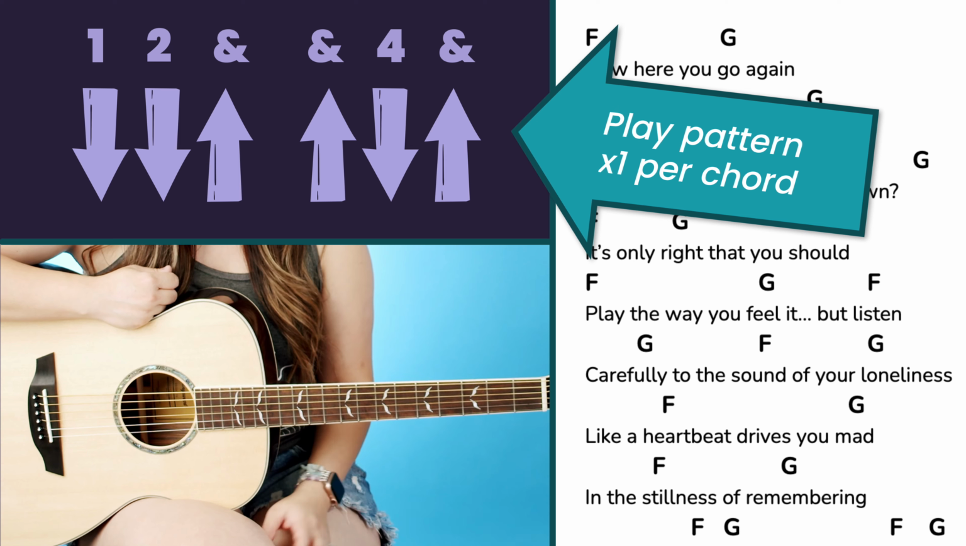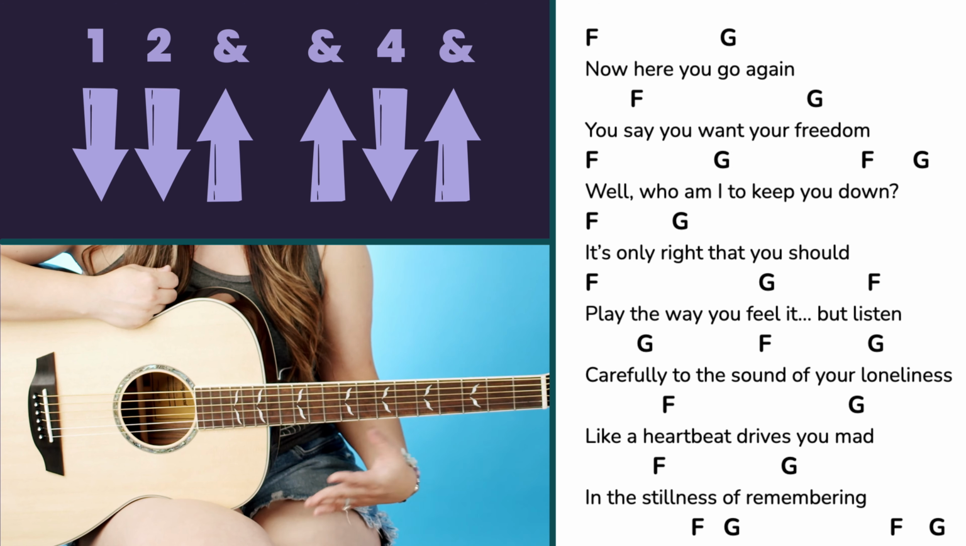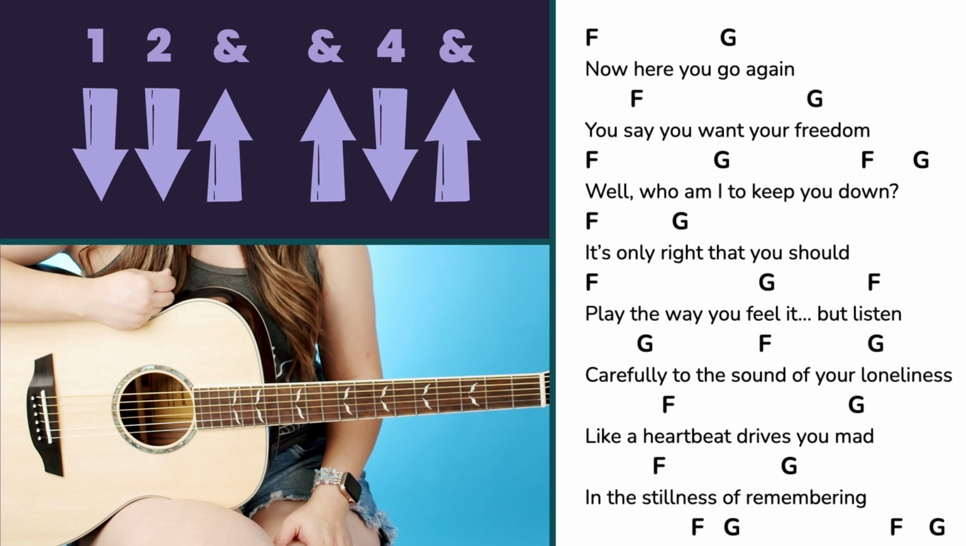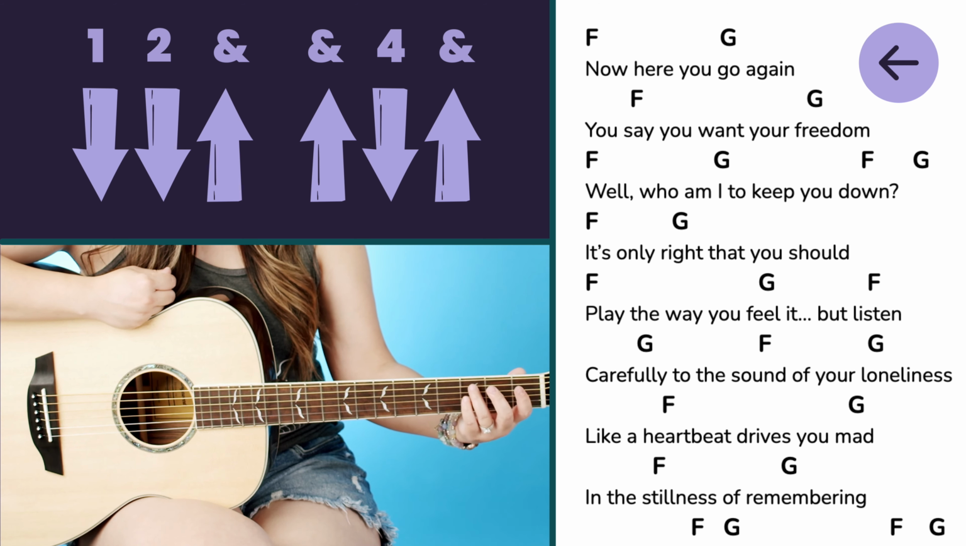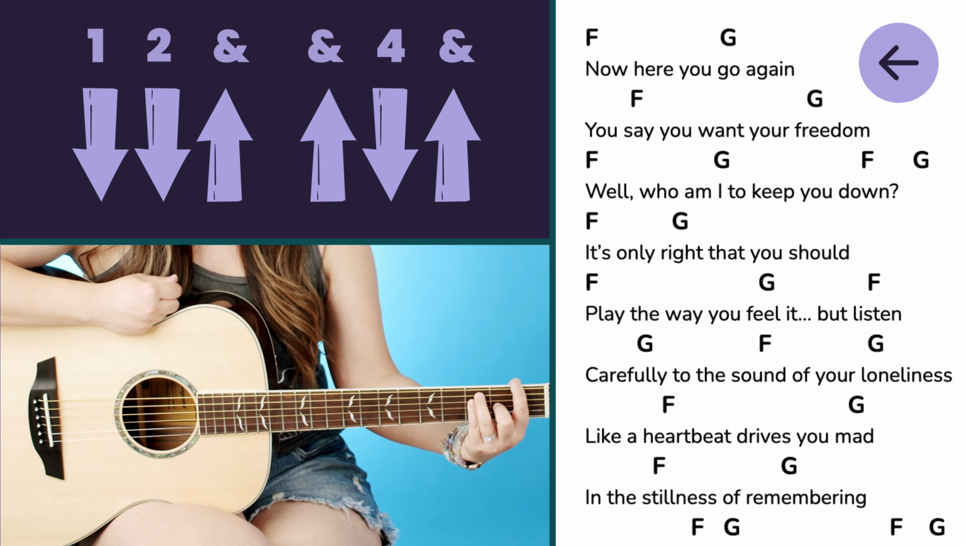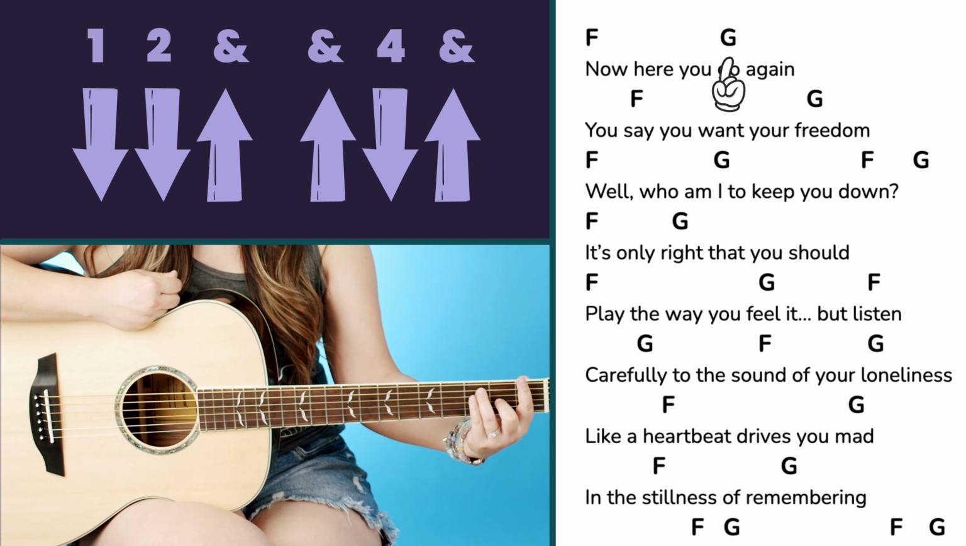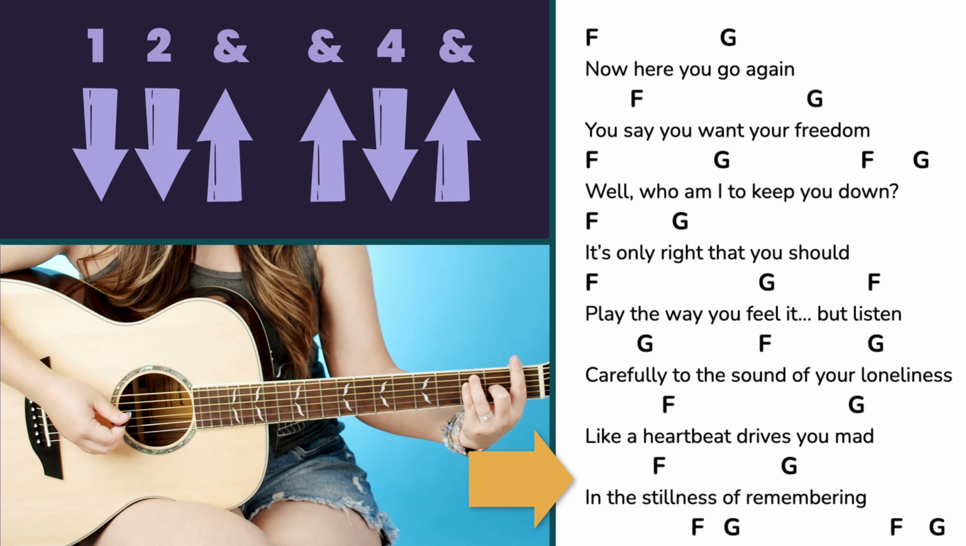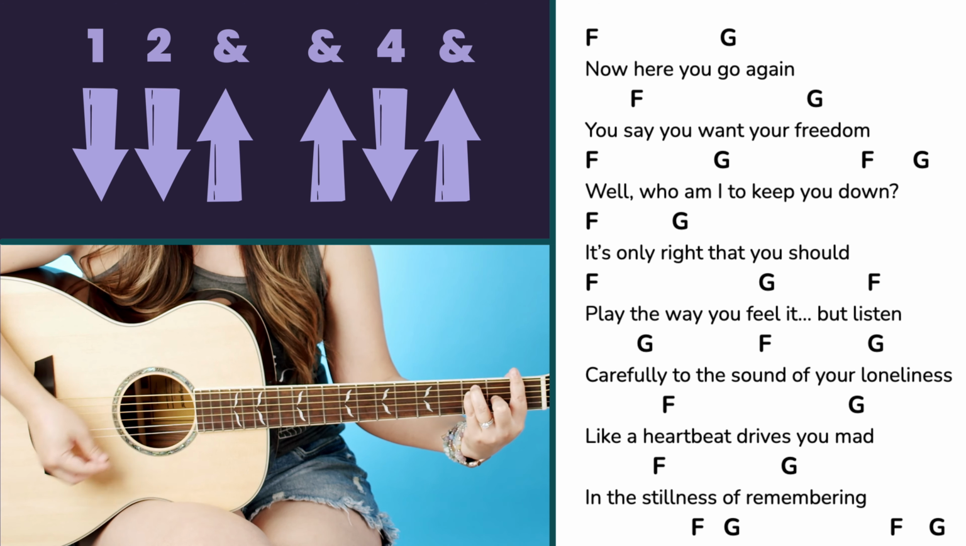And the best thing about this is that you can use this strumming pattern to play through the entire song. So let's go ahead and take a look at the first verse as an example. You can see here we're just going between our F chord and our G chord back and forth for the entire verse. So on our F chord, you would play the strumming pattern once.